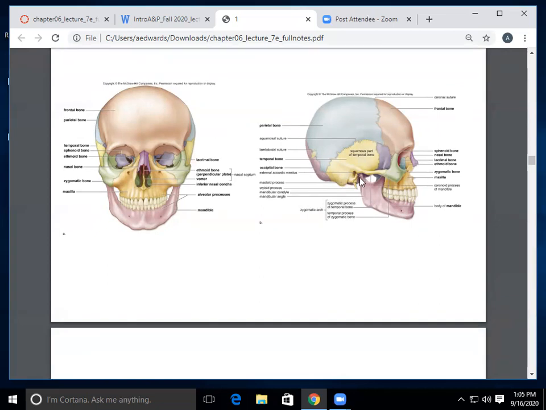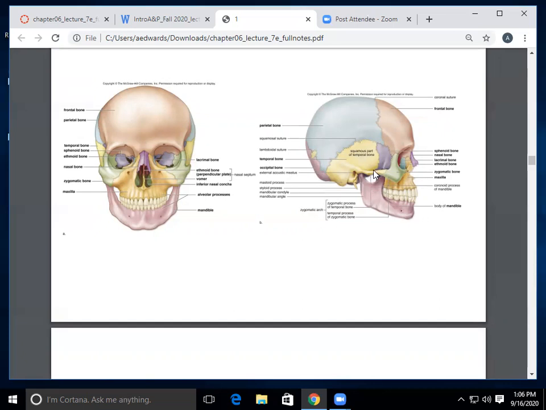All right, so up here you've got the mandibular condyle. So that's a structure where the mandible connects to the temporal bone. And this space here, call it the mandibular angle. There's an angle there.